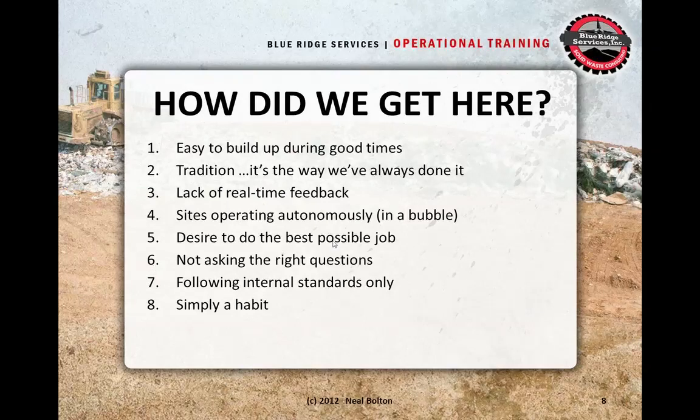Number 5, we talk about desire to do the best possible job. Sometimes we build inefficiencies into our system because we're trying to do too much. We're trying to not only comply with regulation, but perhaps over-comply. Or we're trying to not only provide good customer service, for example, not having trucks wait at all as they come into our transfer station or into our landfill, but getting them out as quickly as possible, not realizing that we're adding a lot of staff and equipment and cost to be able to do that.